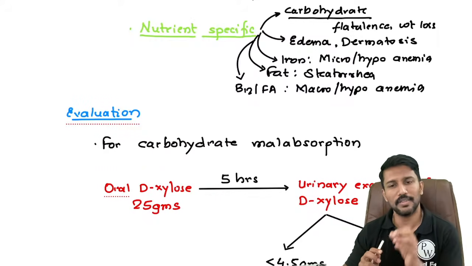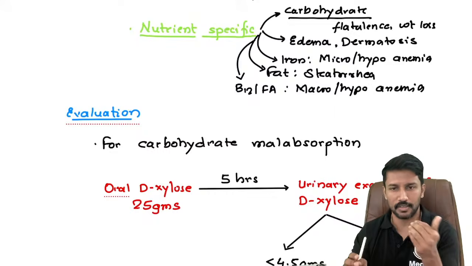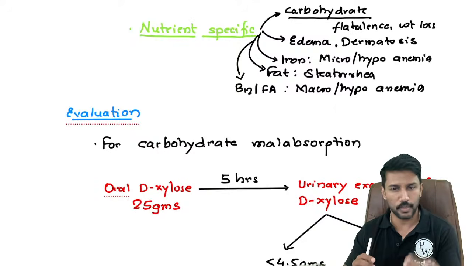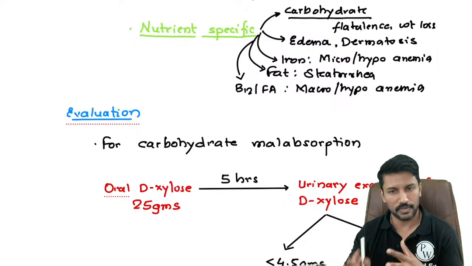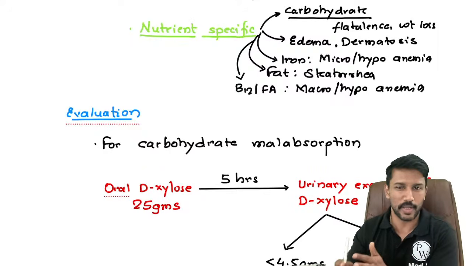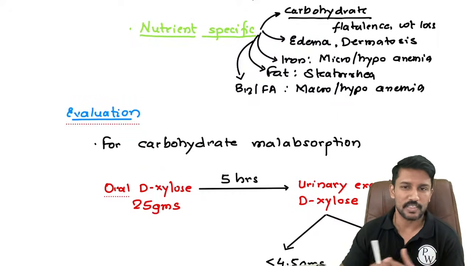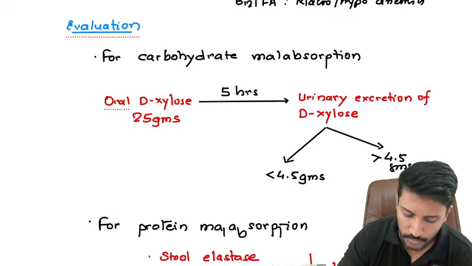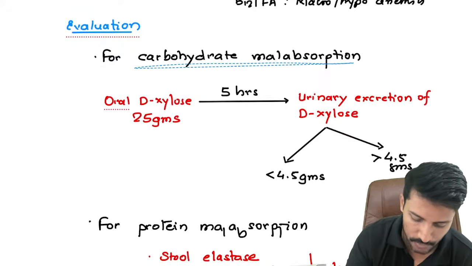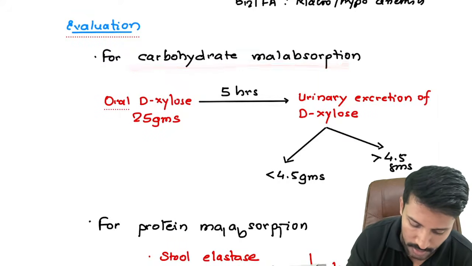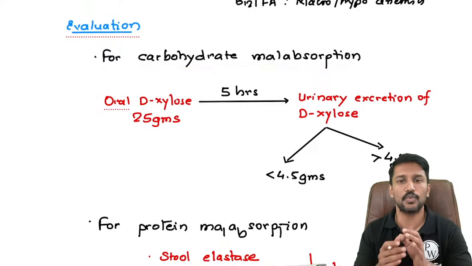If it is micronutrients, I have to do the blood levels, right? I will check the serum iron profile, I will check serum B12 levels, I will check serum vitamin D level. I can check all those micronutrient blood levels. But for macronutrients, we need to do specific tests. So what is the test that we do for carbohydrate malabsorption? For carbohydrate malabsorption, we do a test called the oral D-xylose test.